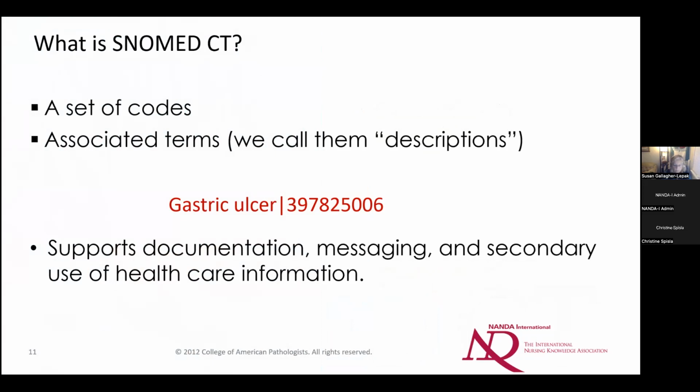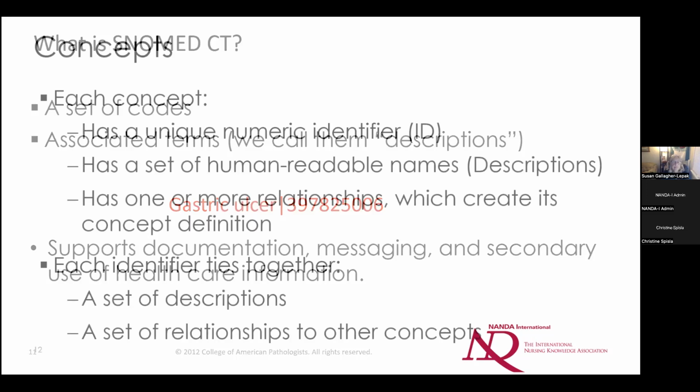So you see there in the middle of my screen, we see gastric ulcer. And gastric ulcer has that associated term with it. And those numbers don't mean anything. You know, when we think of our phone numbers, the prefix numbers have meaning and the back end numbers have meaning. And within the SNOMED codes, there's no meaning whatsoever. And these numbers support the messaging and the secondary use of the clinical documentation, and the descriptions support the clinical documentation. So let's start diving a little bit deeper into this.